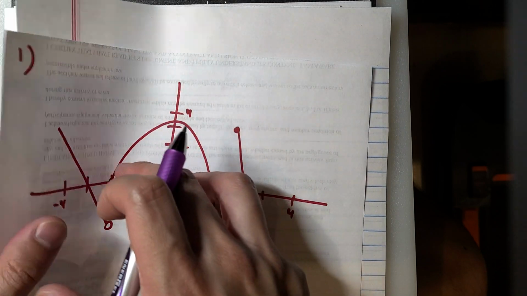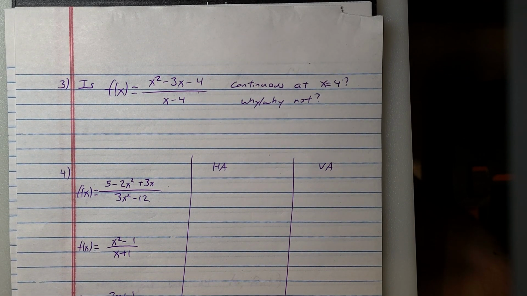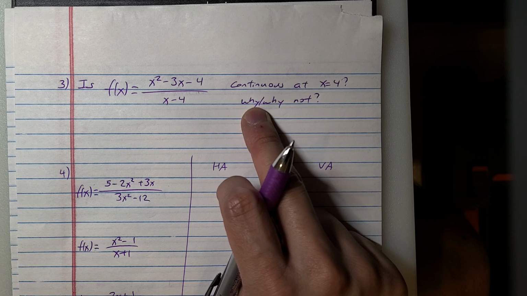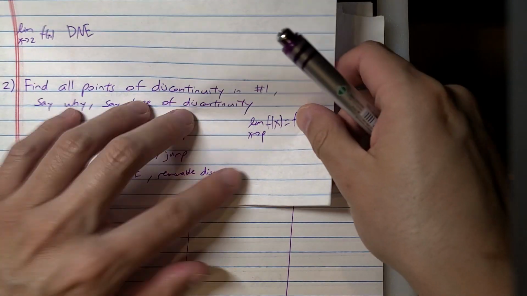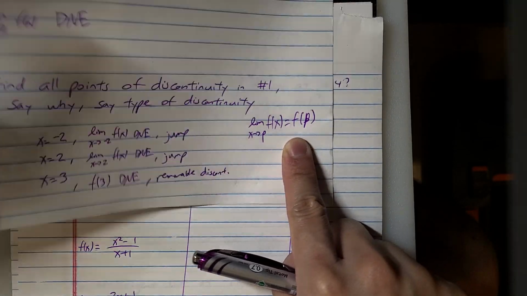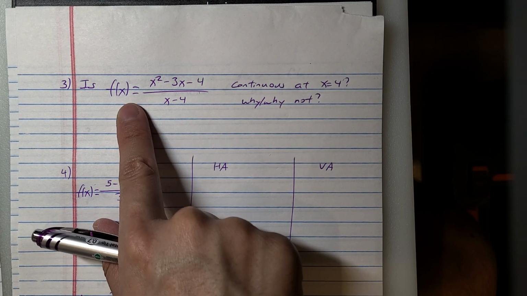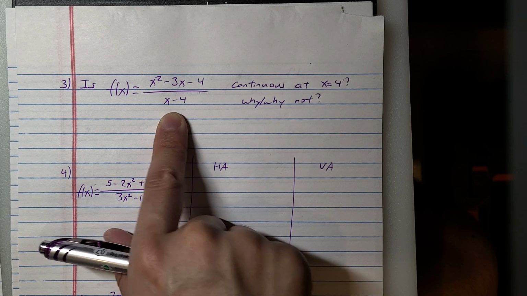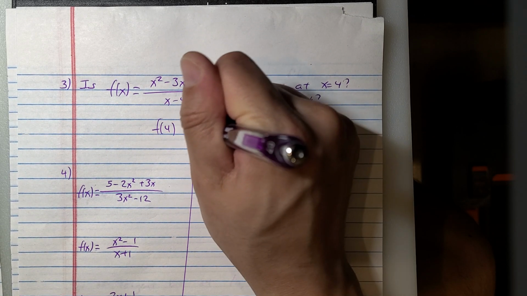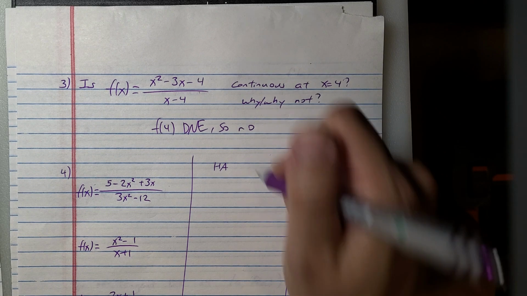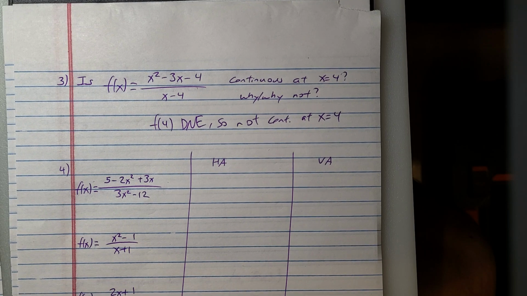Let's move on to the next problem. We're asked, is f continuous at x equals 4. Why not? Okay, so we remember we just wrote that this is the definition of continuity. Well, actually, we don't really need that. By the domain of f, we know that x cannot equal 4. So that can be our reason. f of 4 does not exist. So no. So not continuous at x equal to 4. That can be our answer. Okay.